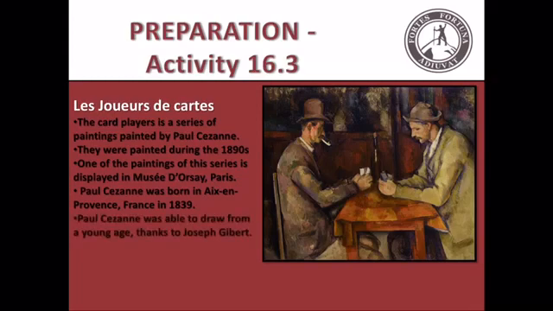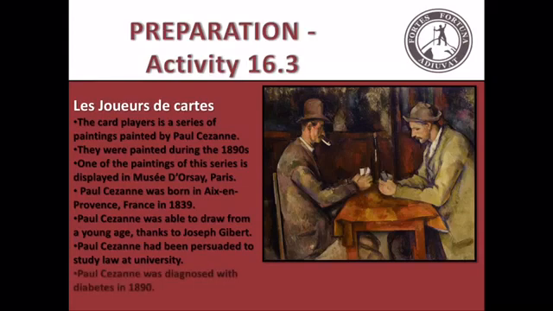Paul Cézanne was able to draw from a young age thanks to Joseph Gibbert. Paul Cézanne had been persuaded to study law at university. Paul Cézanne was diagnosed with diabetes in 1890. Now, boys and girls, which one of those bullet points is the odd one out? Can you see? I'll give you a clue. They are all in passive voice apart from one. Which one is it?